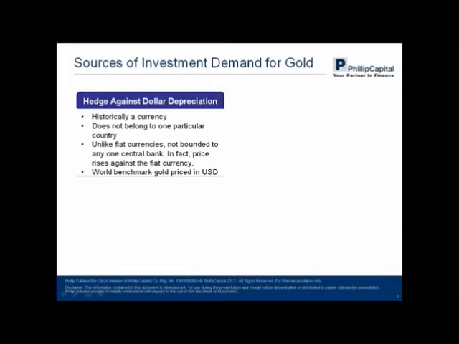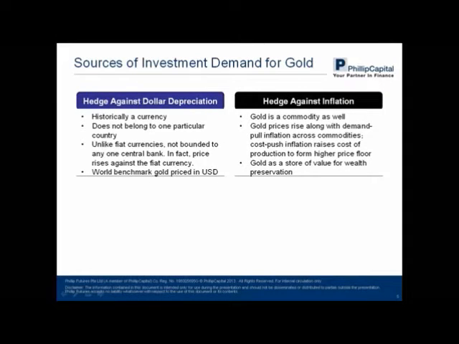So for example, in the Euro-USD rate, if Euro depreciates, dollar appreciates accordingly. Similarly, when a currency depreciates, the value of gold in that currency appreciates accordingly. Since the benchmark price for gold is priced in the US dollar, gold is commonly used as a hedge against dollar depreciation. This is the first source of investment demand, hedge against dollar depreciation.